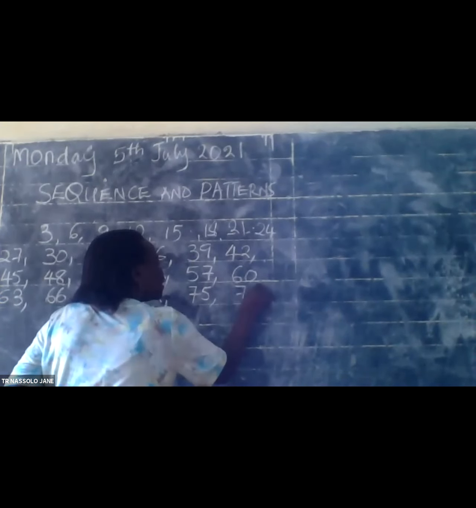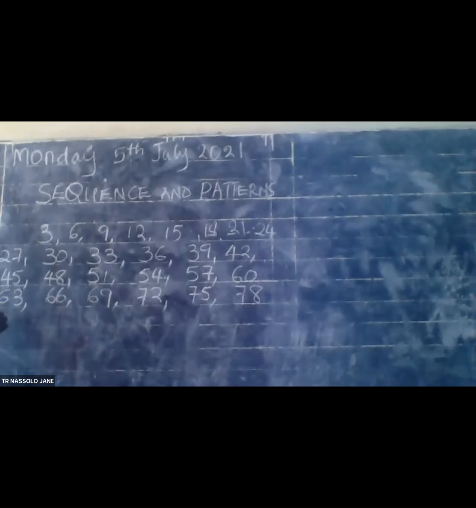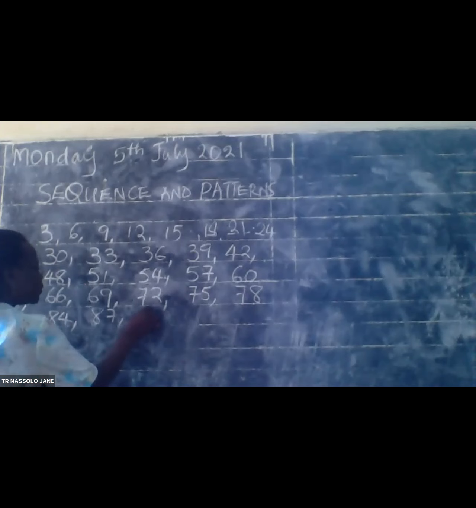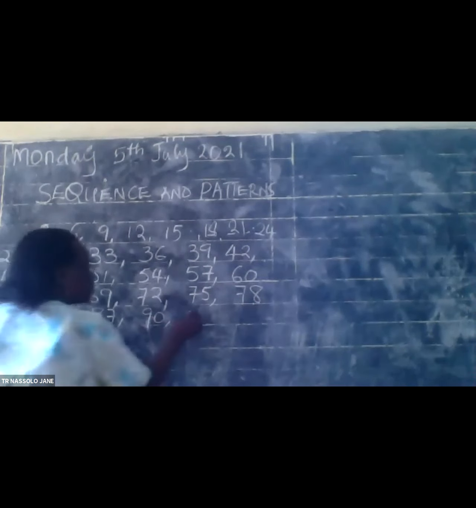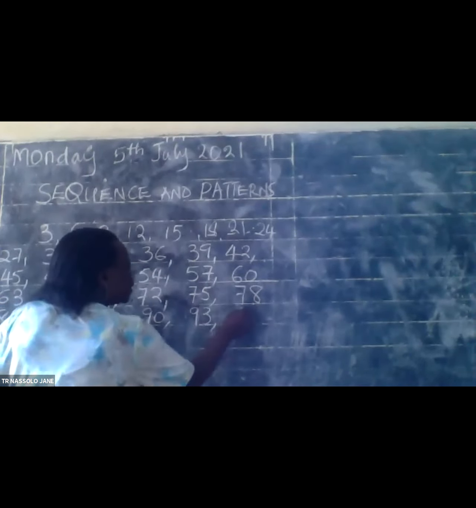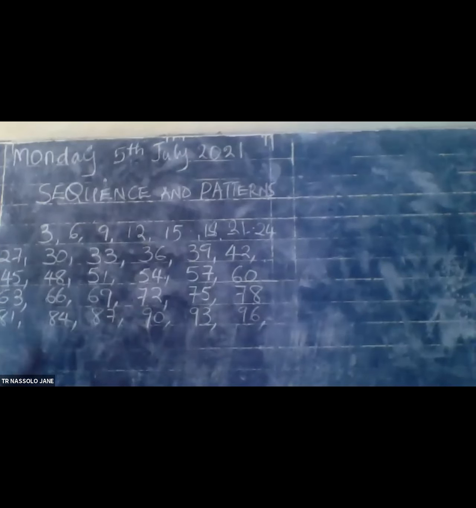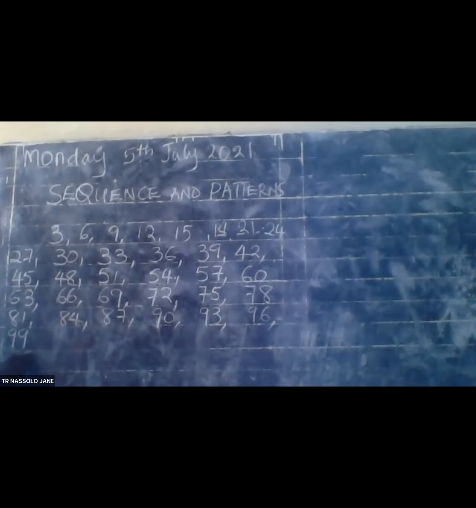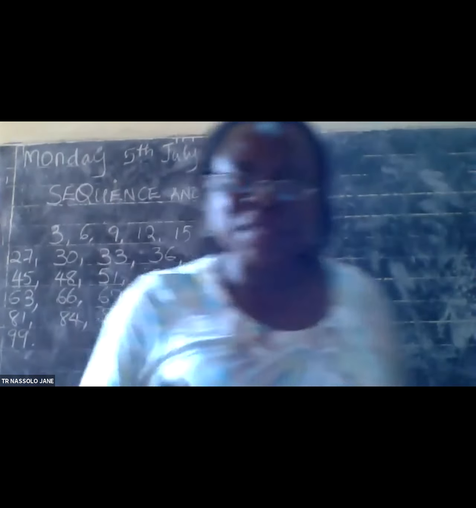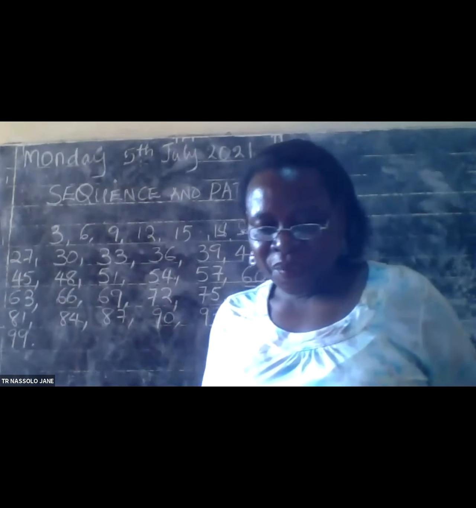81, 84, 87, 90, 93, 96, 99. Then they are done. The numbers are over. Any other? No. According to the table, those are the only multiples of 3 we can see.